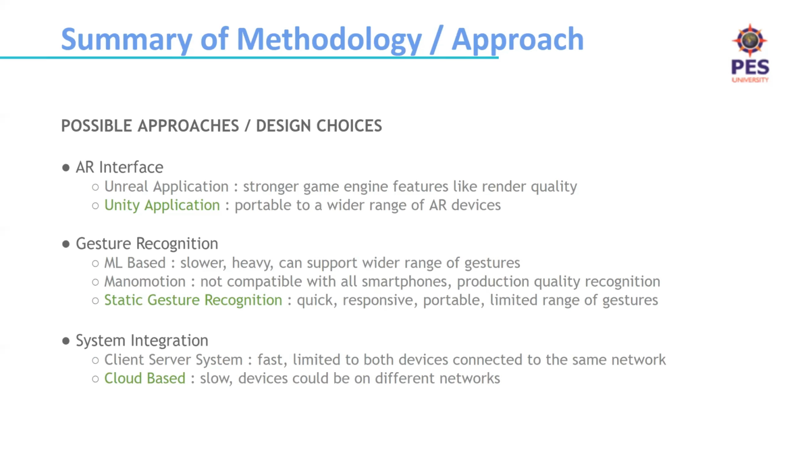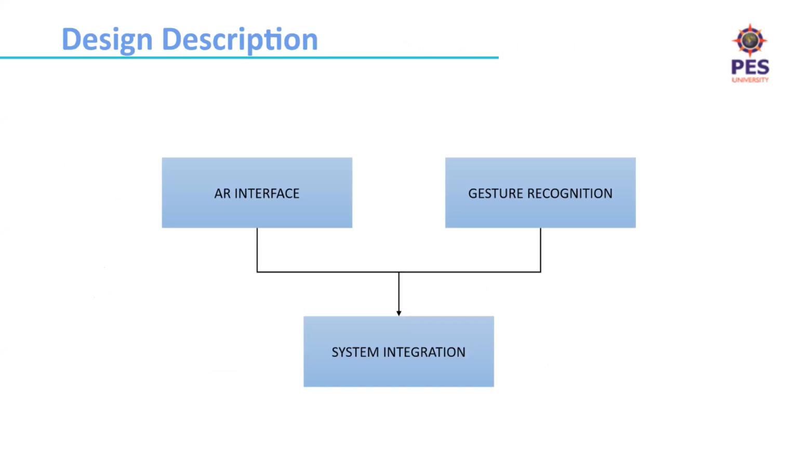And finally, for the system integration part, we had two choices. We could either go ahead with a client-server system or a cloud-based system. Client-server systems, in spite of being fast, are very limited in the sense that both the devices, the remote host PC and the smartphone which runs the AR application in our case, would need to be connected to the same network, which would restrict our application. Cloud-based systems, in spite of being slow, let the devices be on different networks, which would give us more flexibility. So we chose cloud-based integration for this project. Moving on to the next slide.